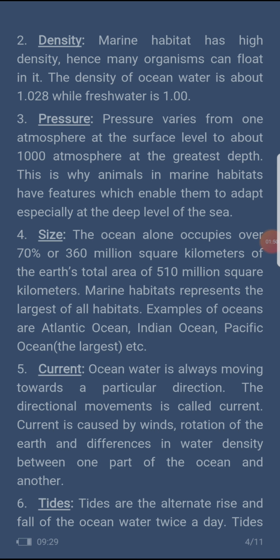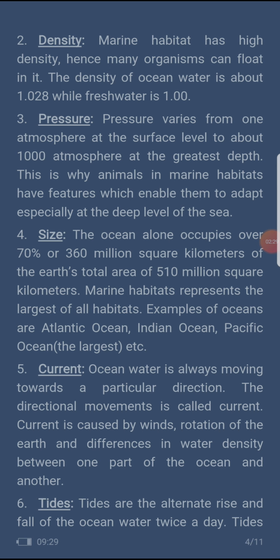Pressure. The pressure varies from 1 atmosphere at the surface level to about 1000 atmospheres at the greatest depth. Size. The ocean alone occupies over 70%, or 360 million square kilometers, of the Earth's total area of 510 million square kilometers. So the ocean occupies the largest part of the Earth. Now, examples: we have Atlantic Ocean, Indian Ocean, Pacific Ocean. Pacific Ocean is the largest ocean.